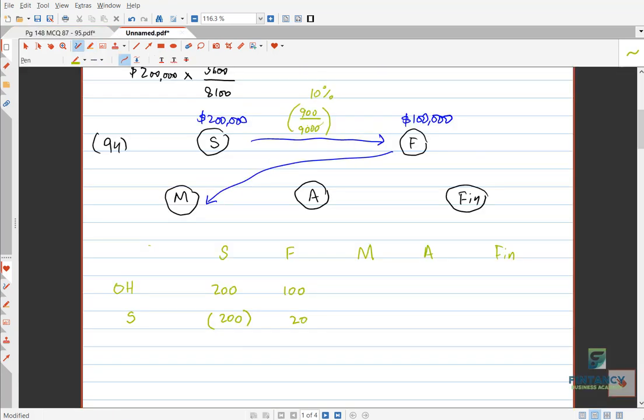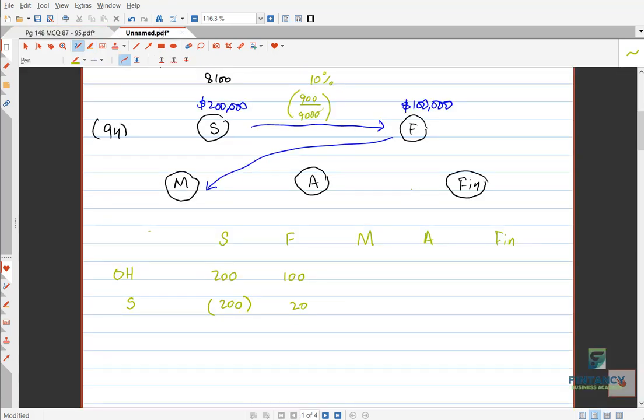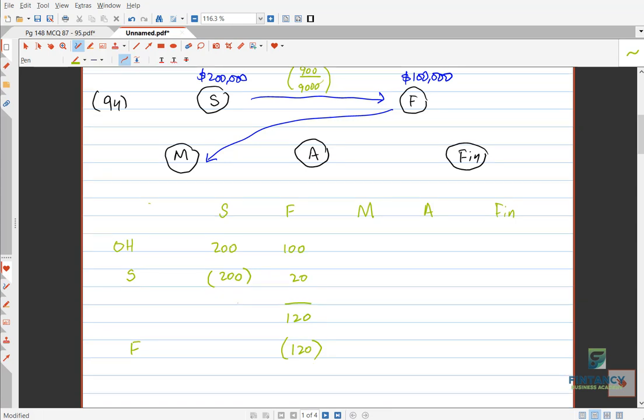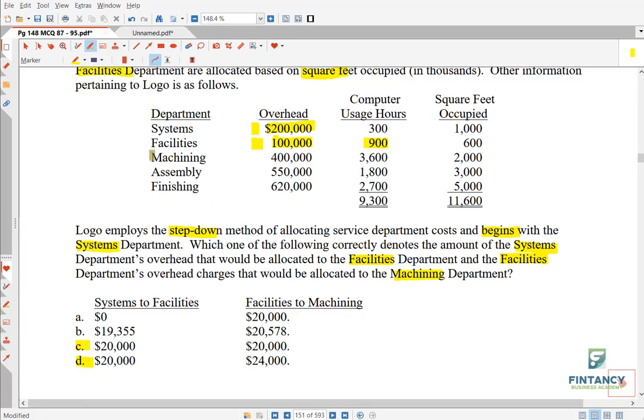So now we need to see what the updated overhead of facilities is. It's not 100, right? It's now how much? It's 120. So when we allocate the facilities, we will allocate 120. And again, remember, we cannot come back. So this is not applicable. We cannot return back to the systems. Why? Because, my friends, this is which method? Step down method. Okay.